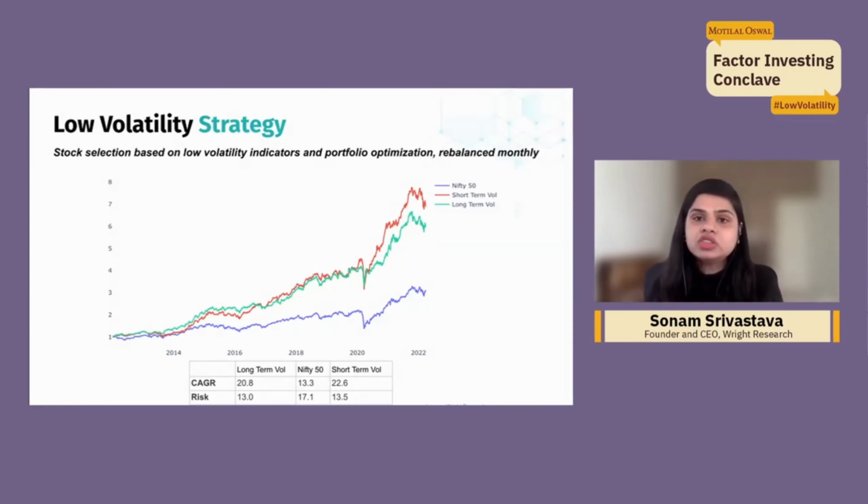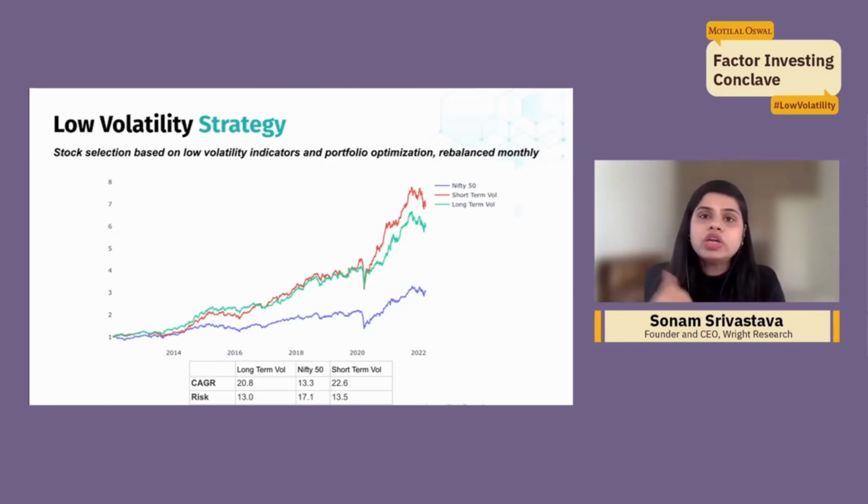If you look at the risk of the portfolio, you see that both our low volatility strategies have a lower risk compared to the Nifty. And the drawdown for the long-term volatility strategy is very, very interesting here, because this is a pure stock portfolio, right? It doesn't have any other asset class, right? It never went to cash, right? It is all pure equity.